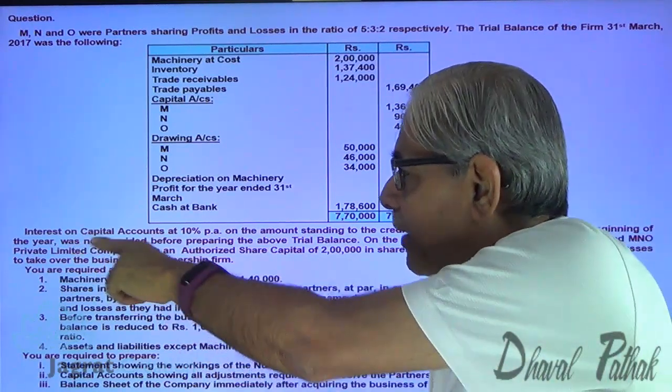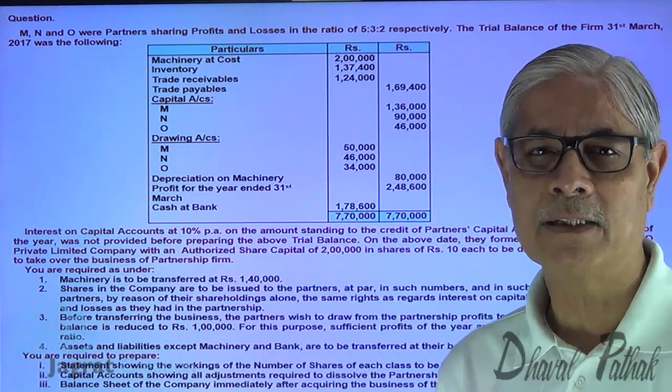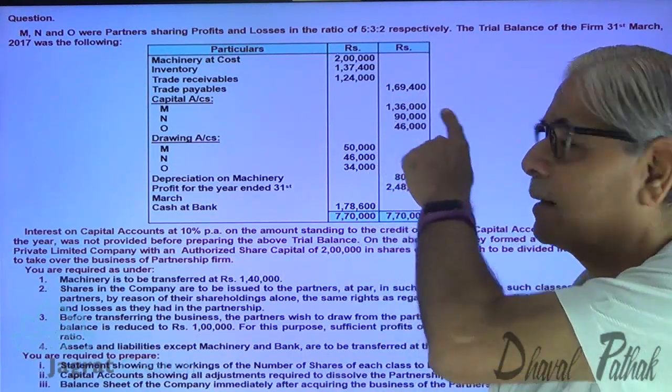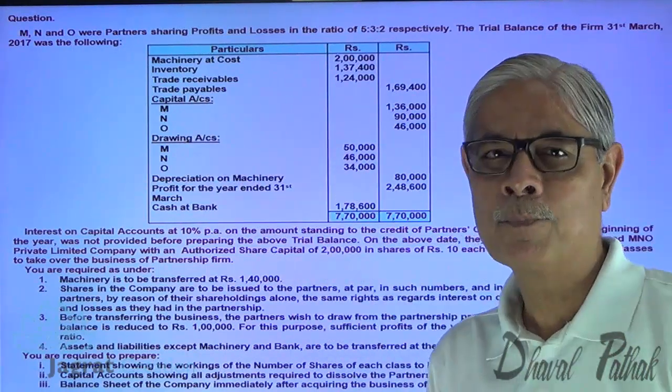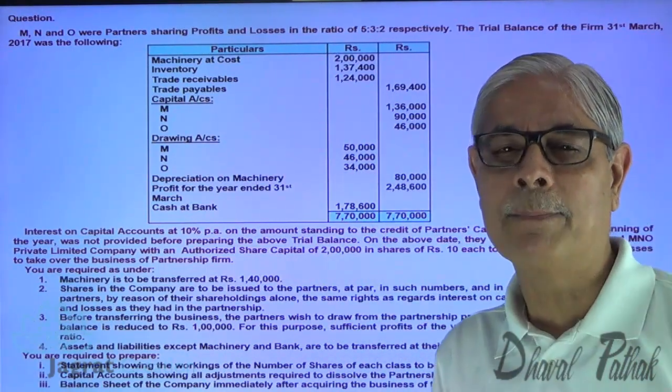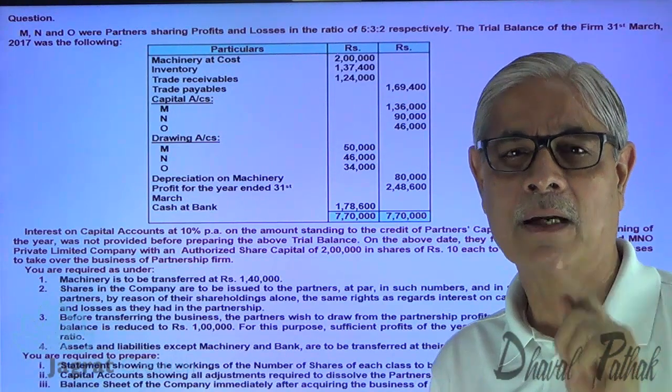Partners are entitled to interest on capital at the rate of 10%. So 1,36,000 into 10% is the interest on capital to be received by M. In the same way, 90,000 into 10% is the interest on capital received by partner N.